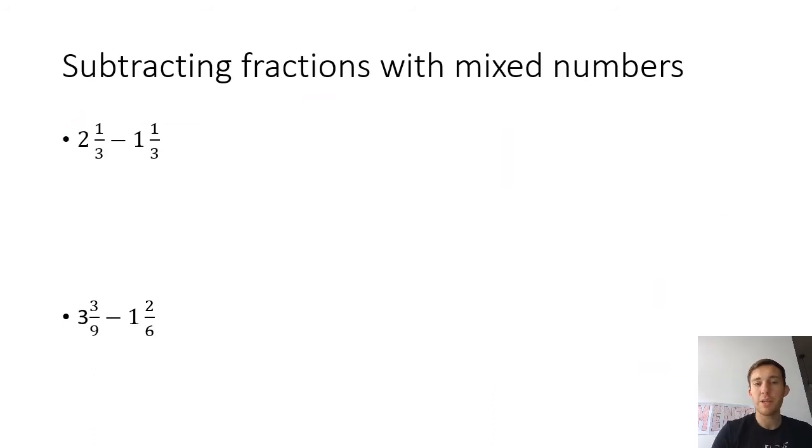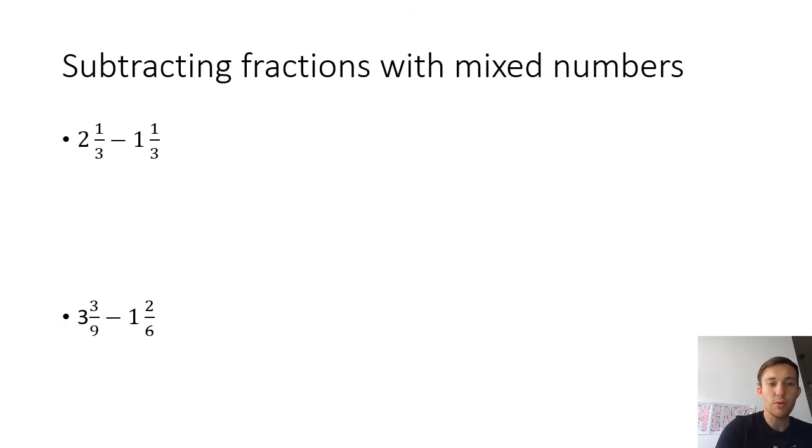Okay, so now we're going to be subtracting with some mixed numbers. So again, like we did with the addition, we need to make sure that those mixed numbers are converted into improper fractions first. So looking at my first calculation, I can see that both of my denominators are thirds, so I'm not going to need to do any converting, which is great. I just need to convert into improper fractions.